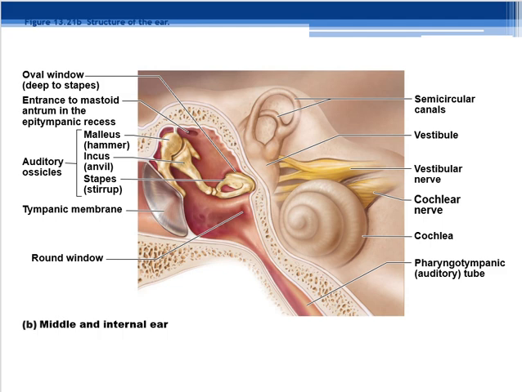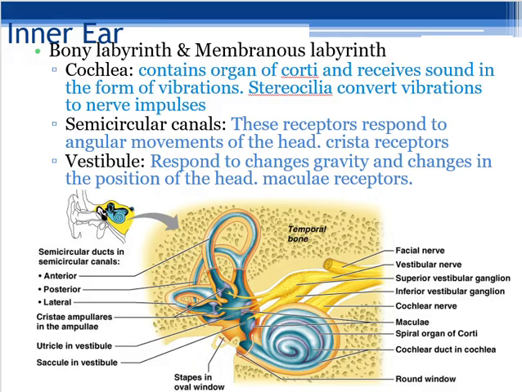Here's a closer look again at the auditory ossicles, which are the three bones, the malleus, incus, and stapes, from lateral to medial, that are located in the tympanic membrane or middle ear. We can also take here a closer look at the cochlea, vestibule, and semicircular canals. These are areas in the inner ear that are surrounded by the temporal bone.